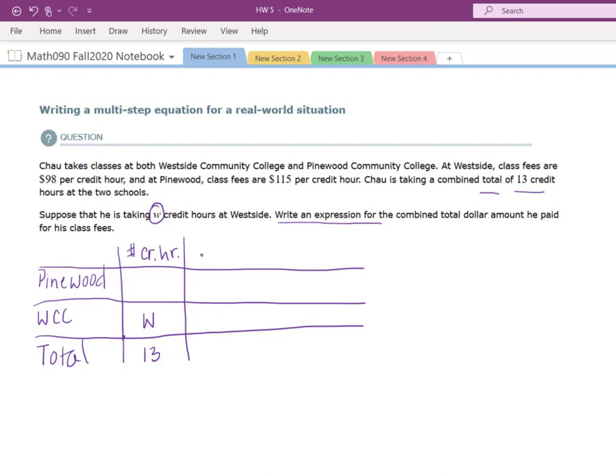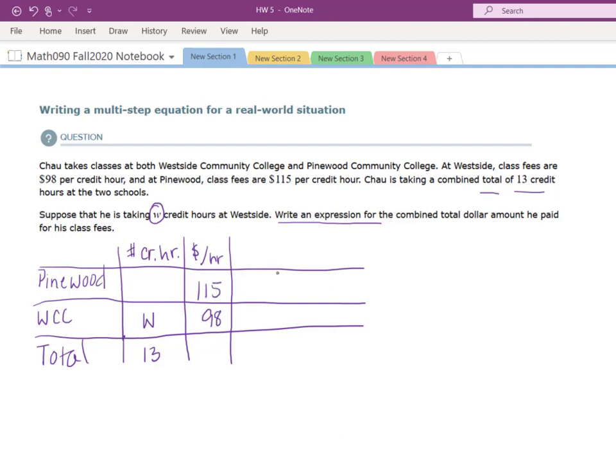Okay, so then the other piece of information is the money, dollars per credit hour. I'll just put per hour. And so we know it's $98 at Pinewood. Wait, no, I'm sorry, I'm reading it wrong. At Westside, it's $98, so 98 should go down here, and then Pinewood is 115.